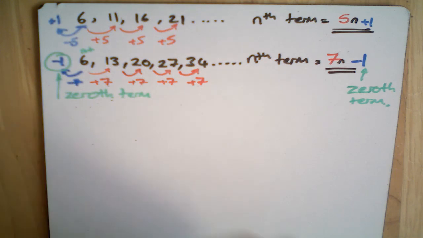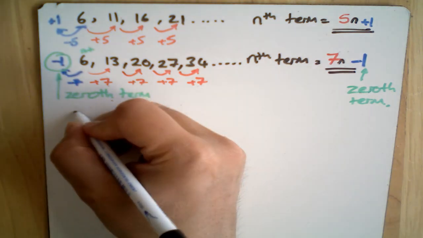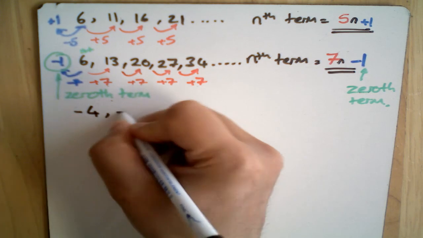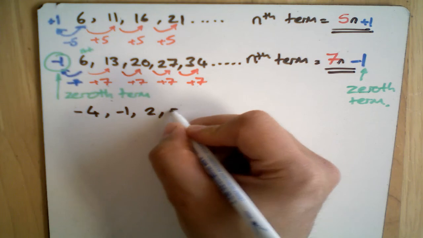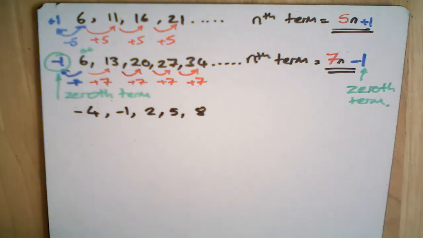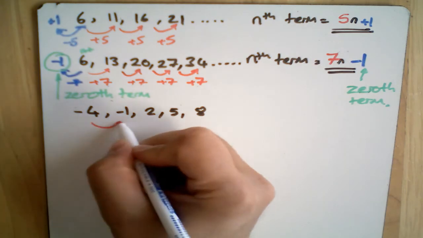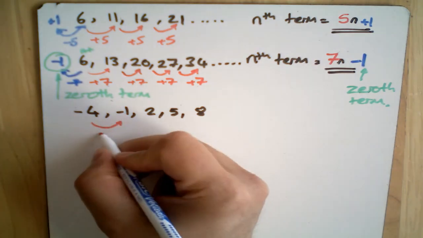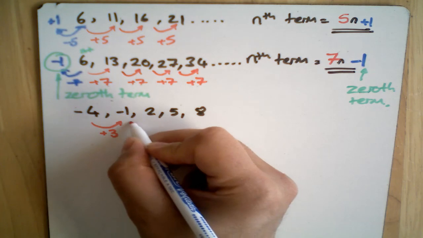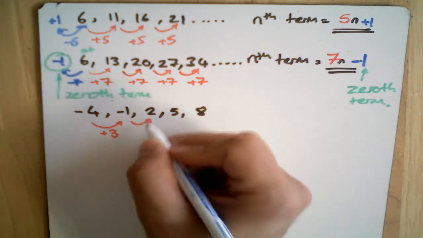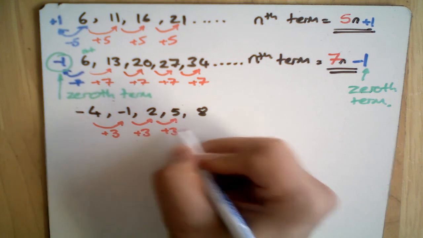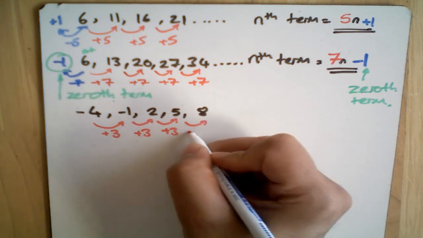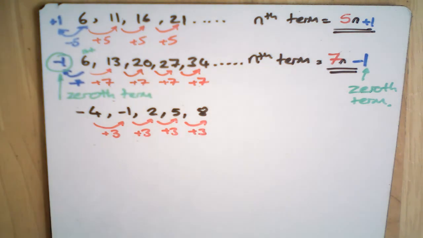Let's try a sequence like this with some negatives in there. So negative 4. This actually was the first one on the video that was set. Negative 4, negative 1, 2, 5 and 8. Right, same deal. Let's see what we're going up in. Minus 4 to minus 1. Looks like I'm adding 3 in that case. Minus 1 to 2. Again, add on the 3. 2 to 5, add on the 3. I guess the positive number is a bit easier to check. So we're going up in 3s.